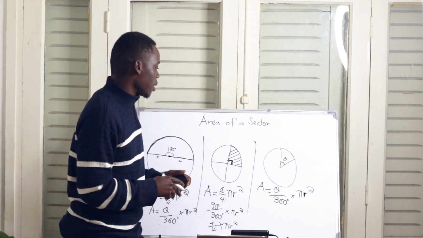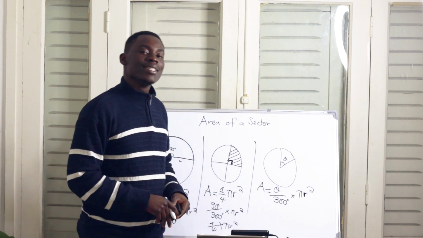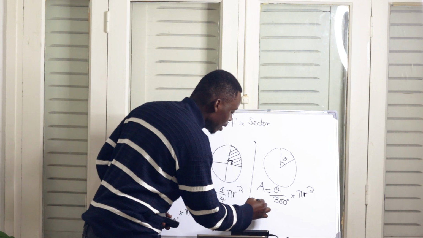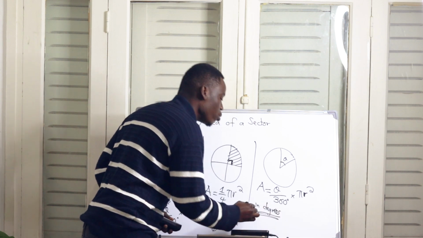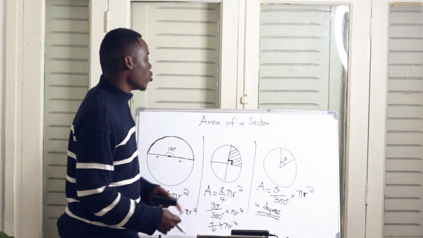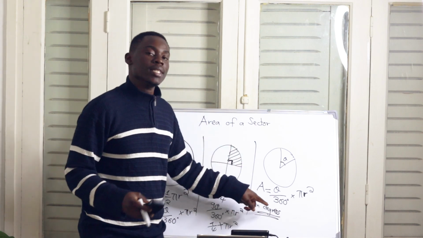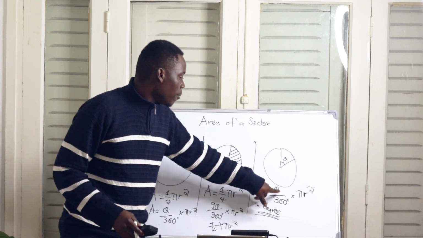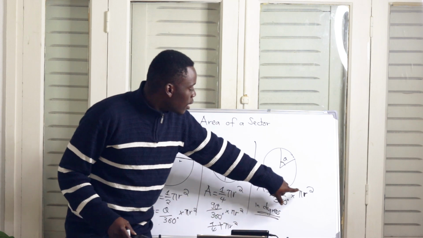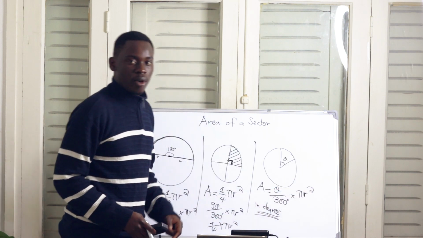Now, I want you to note that this formula is easier when you're working in degrees, when your theta is in degrees. We'll talk about working with radians in another video, but when you're working in degrees, the area of the sector is equal to theta over 360 degrees times pi r squared.